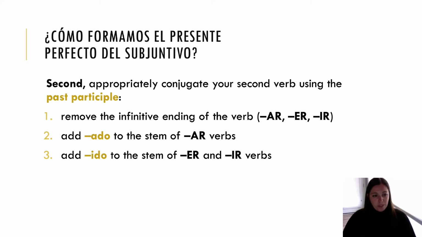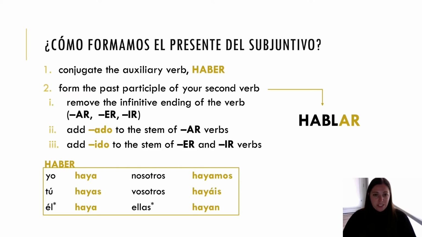Remember, to form the past participle, you remove the infinitive ending of the verb, ar, er, or ir. You add ado to the stem of ar verbs, and you add ido to the stem of er and ir verbs. So if we put this all together, let's practice forming the present perfect subjunctive of hablar.